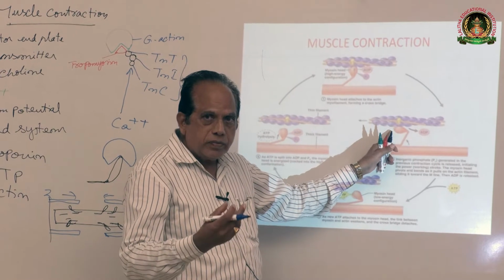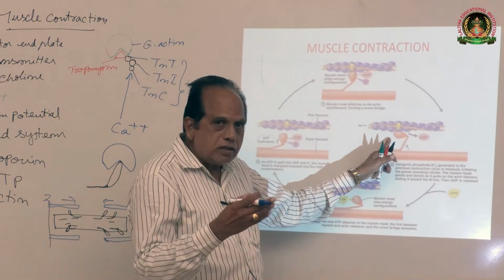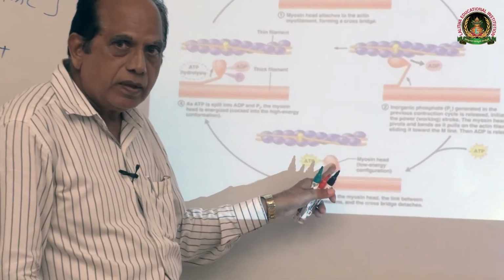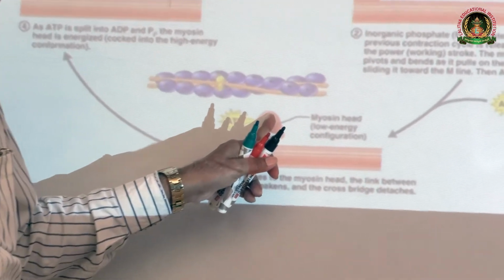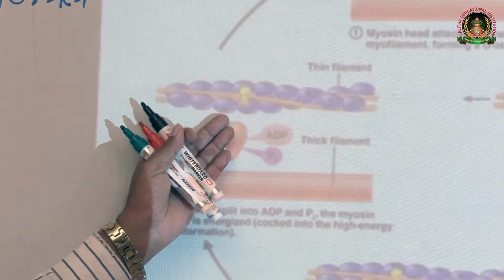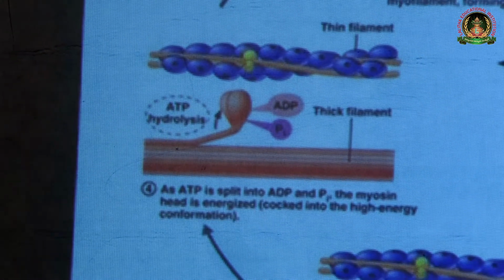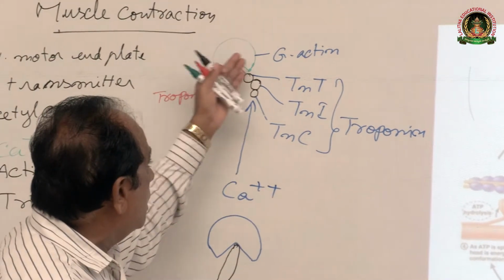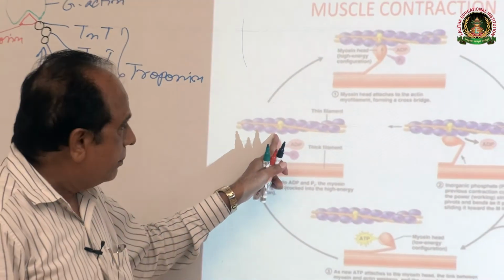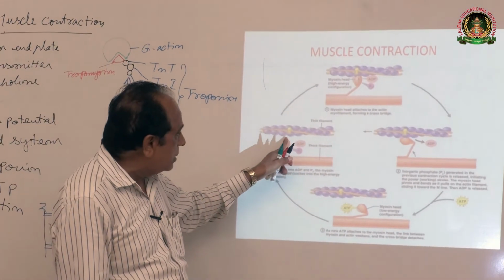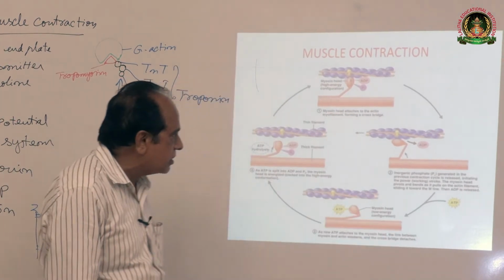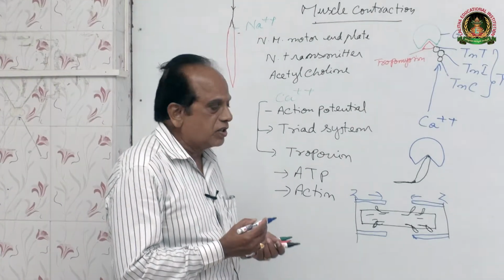And as a result, the ADP and high energy phosphate are released from one side, and from the other side one ATP molecule binds. When the ATP molecule binds to the head, it is detached, and then the calcium is in a position to unmask the tropomyosin, pulling the tropomyosin to unmask the active site of the G actin. Once again it fits into the active site of the actin, and this cross bridge formation cycle is repeated continuously, resulting in the muscle contraction.